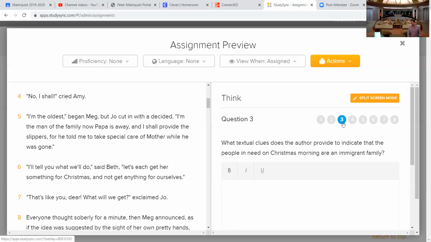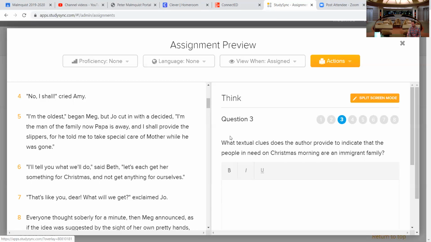Question 3. What textual clues does the author provide to indicate that the people in need on Christmas morning are an immigrant family? So you may need to go back and listen to that one more time. Remember, the mother comes in and says, we're going to go give this stuff to another family that's more in need. So this family that's more in need is an immigrant family, but how do we know they're an immigrant family? What in the story gives us a clue to that?